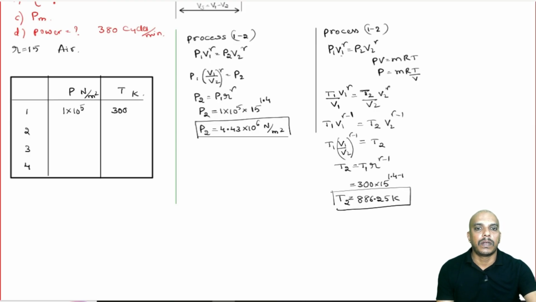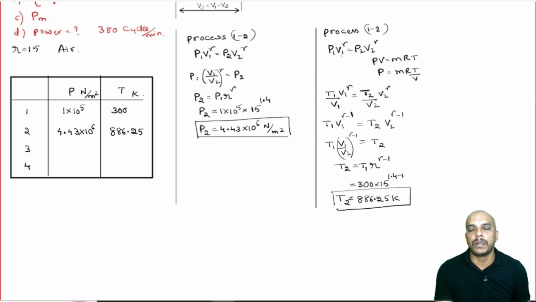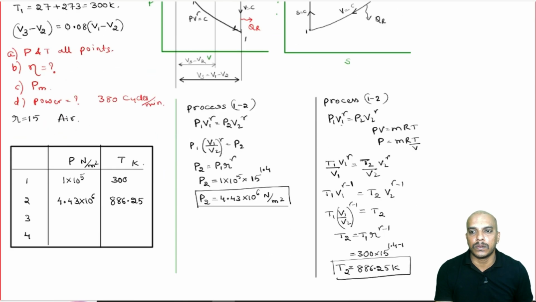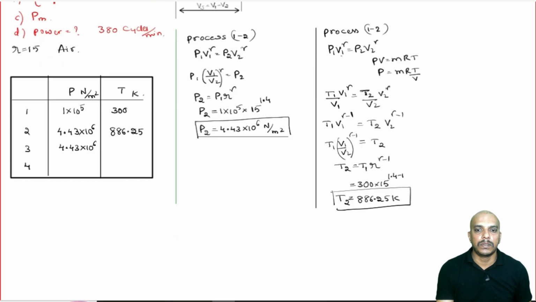Now let us write this in our table so that we do not miss any values. This is 4.43 into 10 power 6, and T2 is 886.25 Kelvin. And remember, P2 is equal to P3. Look at our diagram, pressure is constant between 2 and 3. So P2 is equal to P3, which is 4.43 into 10 power 6 Newton per meter square.